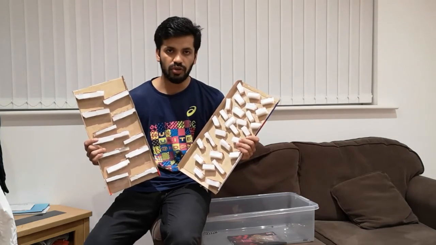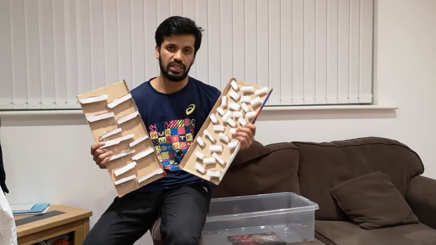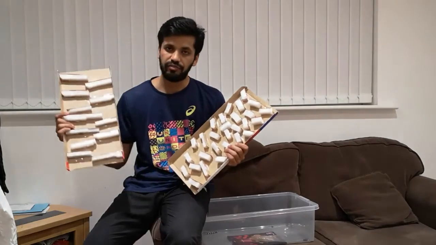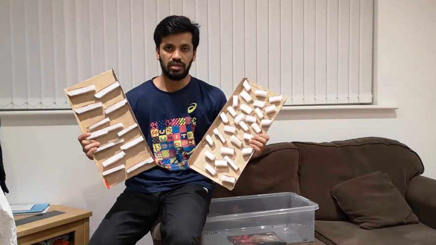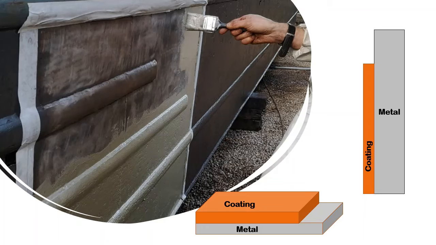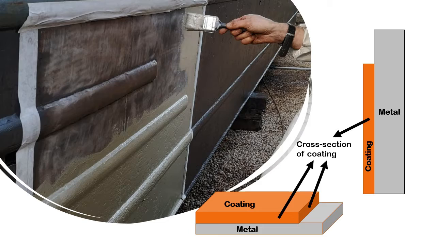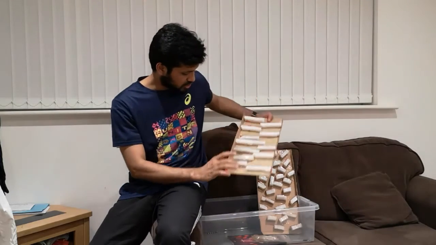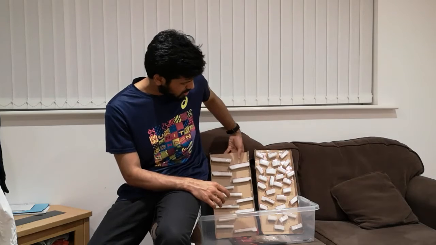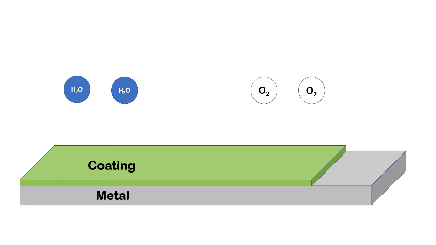Hi, in this video I will be demonstrating the difference between conventional pigment and graphene pigments. So what we are seeing here are very simplistic models showing the cross-sectional view of a coating on a metal surface. Metals such as iron and steel are coated with polymer or plastic paints to prevent them from corrosion.